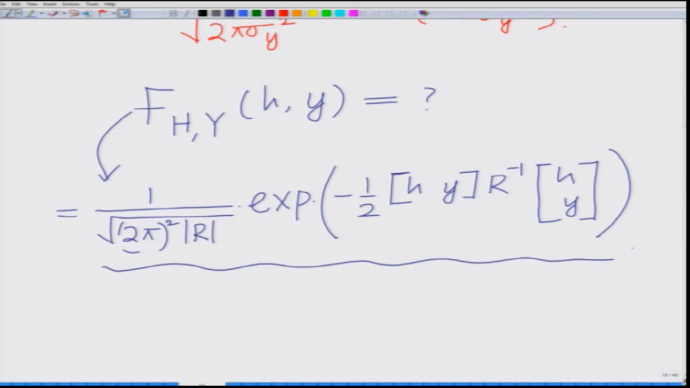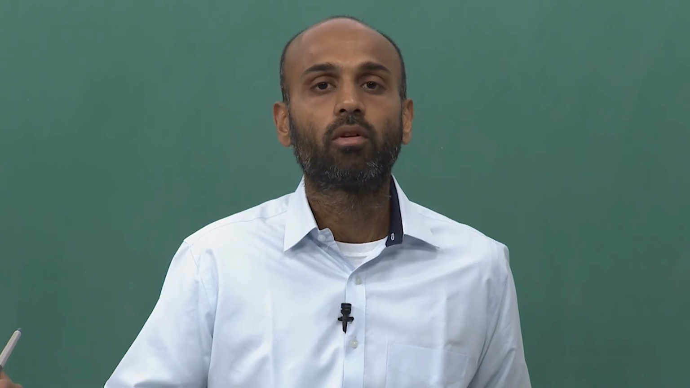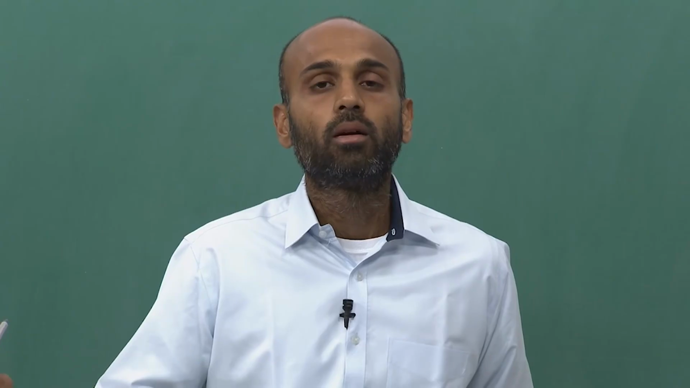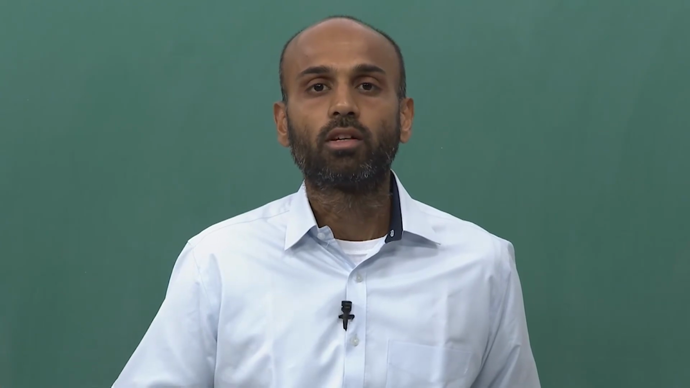This is the expression for the joint PDF of h comma y, which is in fact Gaussian. H comma y are jointly Gaussian random variables. So, this is the expression for the joint probability density function of the jointly Gaussian random variables h comma y, where h is the unknown parameter, y is the corresponding observation.